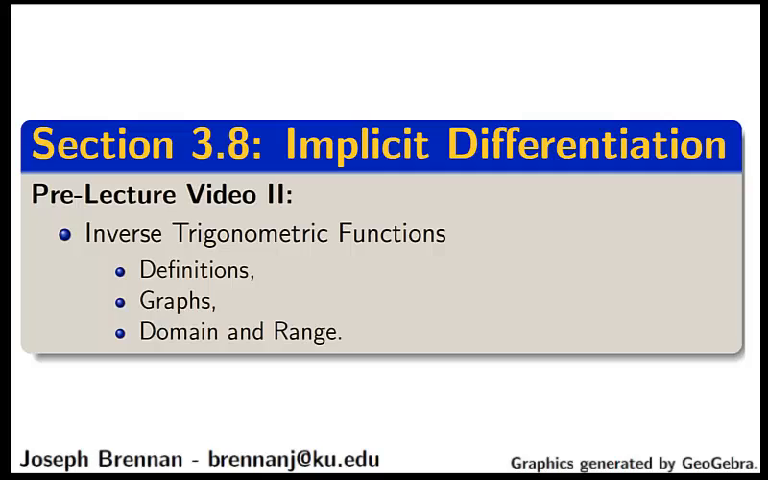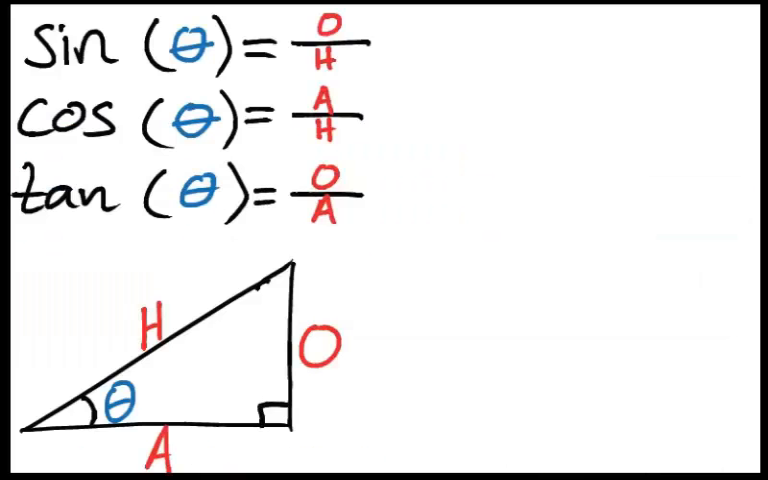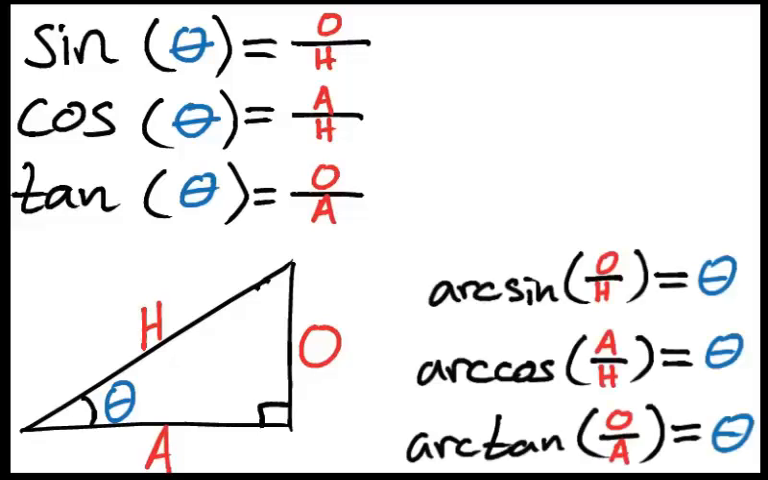In class, we will use implicit differentiation to calculate the derivatives of the 6 inverse trigonometric functions. As many students are unfamiliar with inverse trig functions, they will be the focus of this pre-lecture video. The 6 trigonometric functions have an angle input and an output that represents a ratio of triangle lengths. The inverse trigonometric functions do the opposite. They have an input which represents the ratio of triangle side lengths, and an output that represents an angle.